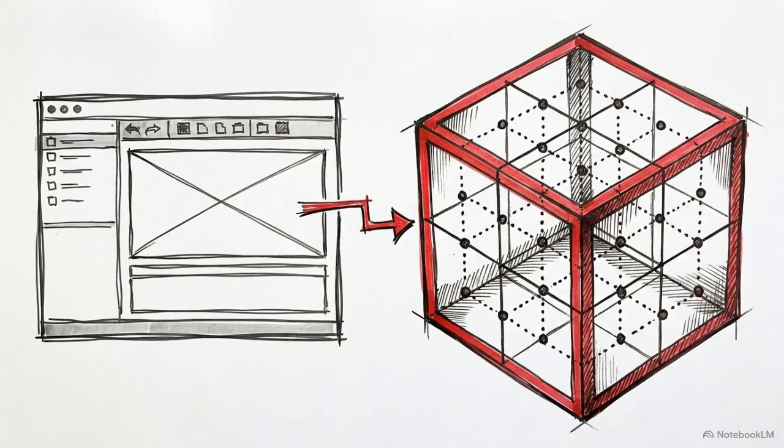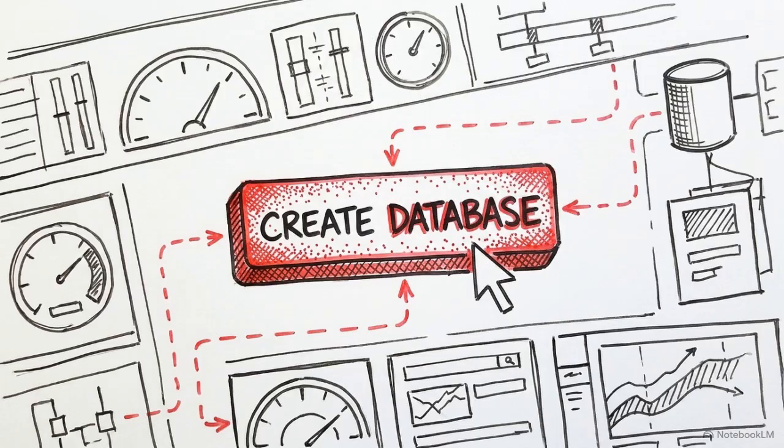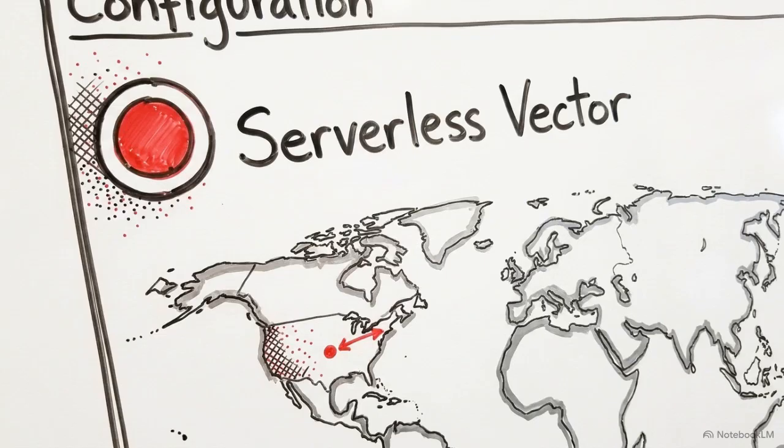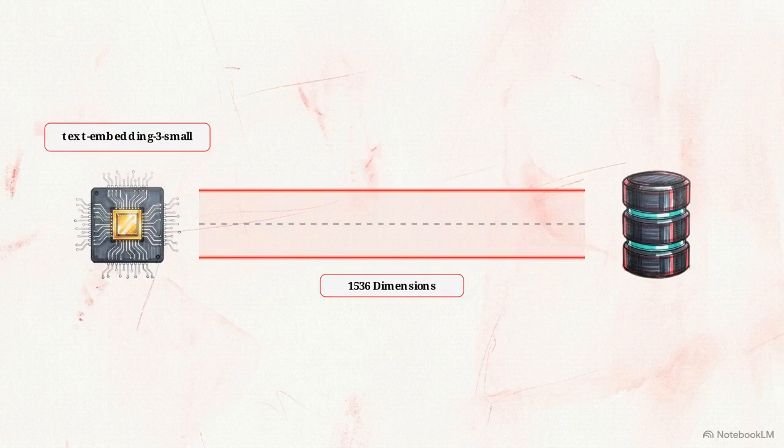to a database. Here in the DataStax AstraDB dashboard, we create a database to store our embeddings. Make sure to select the serverless vector option and pick the closest region to minimize latency. OpenAI's Text Embedding 3 small model outputs 1,536 dimensional vectors. We configure our AstraDB dimension size to match this exactly.